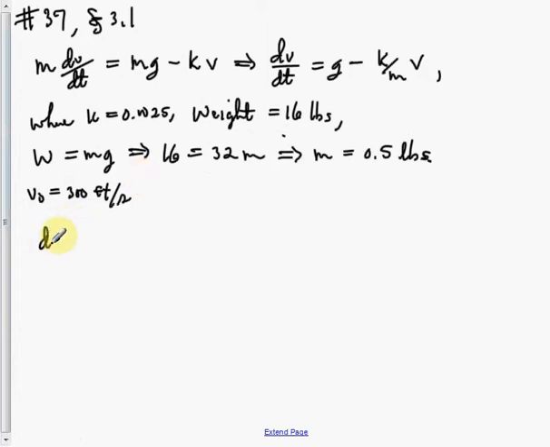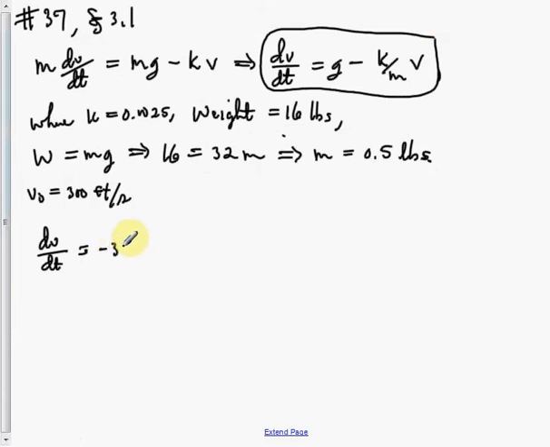So dv over dt is equal to, going back to this equation, it's going to be negative 32, since the so-called downward thrust is said to be positive, so the cannonball is going up. So we start off with negative 32 minus 0.0025 all over 0.5 v. So this implies that we have dv over dt. I'm going to add this velocity term to both sides. So this is plus 0.005 times v is equal to negative 32.